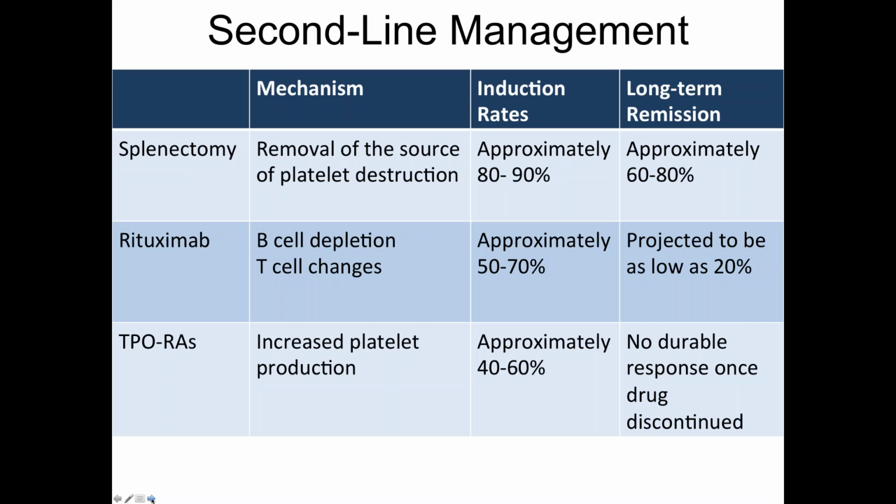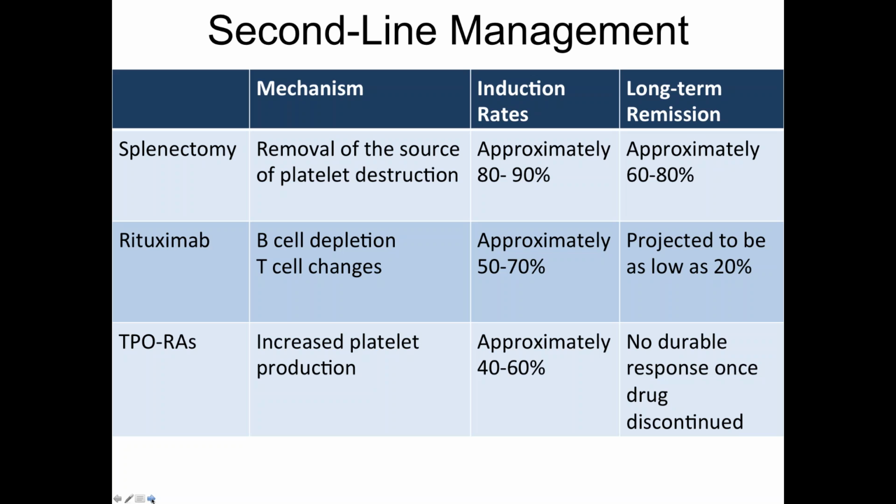So to summarize second-line management, we can offer splenectomy, which removes the source of platelet destruction. Induction rates are roughly 80 to 90%, and long-term remission can be achieved in about 60 to 80% of patients. Rituximab results in B-cell depletion, and there's maybe some evidence to suggest it also induces some T-cell changes. Induction rates are good, with about 50 to 70% of patients responding up front, but long-term remission is projected to be much lower, at about 20%.